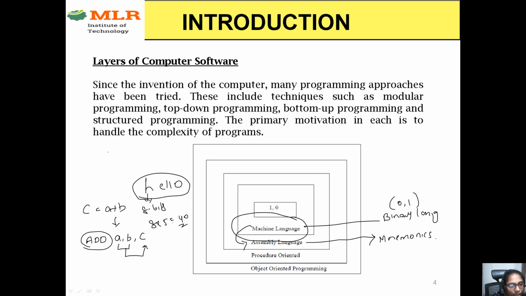In the same way, if I want to assign a value 10 to a, in that case I can write a statement move a comma value 10. If it is a value, to indicate that I am using the hash symbol. So here move is a mnemonic. Like this, in assembly language everything will be in the form of mnemonics. If you want to perform addition, add is a mnemonic. If you want to perform subtraction, sub is a mnemonic. If you want to perform shift right, SHR is a mnemonic. Like that we have different mnemonics in assembly language.